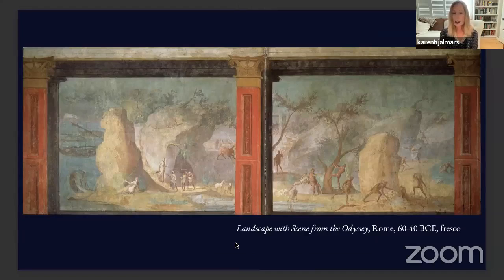And we are going to look at a landscape scene from the Odyssey. And remember, probably from college, you read the Iliad and the Odyssey by Homer. And this is a scene from that manuscript. It was done in Rome.